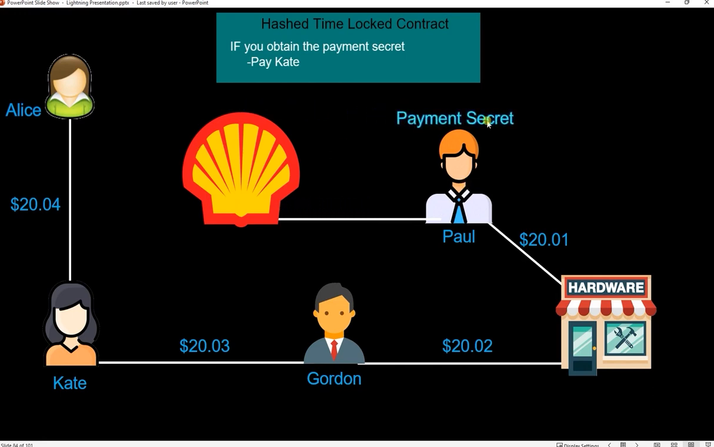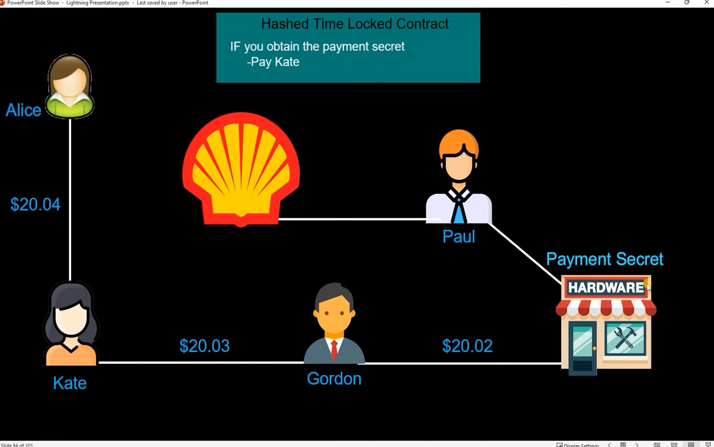As soon as Paul gets the payment secret, he publishes it on the net to get paid. Obviously, he got paid $20.01, and he paid $20. So he netted a penny. But he got paid a penny for really doing nothing. And everyone follows this, because as soon as this goes on the blockchain, everyone's looking. Everyone can see the payment secret.